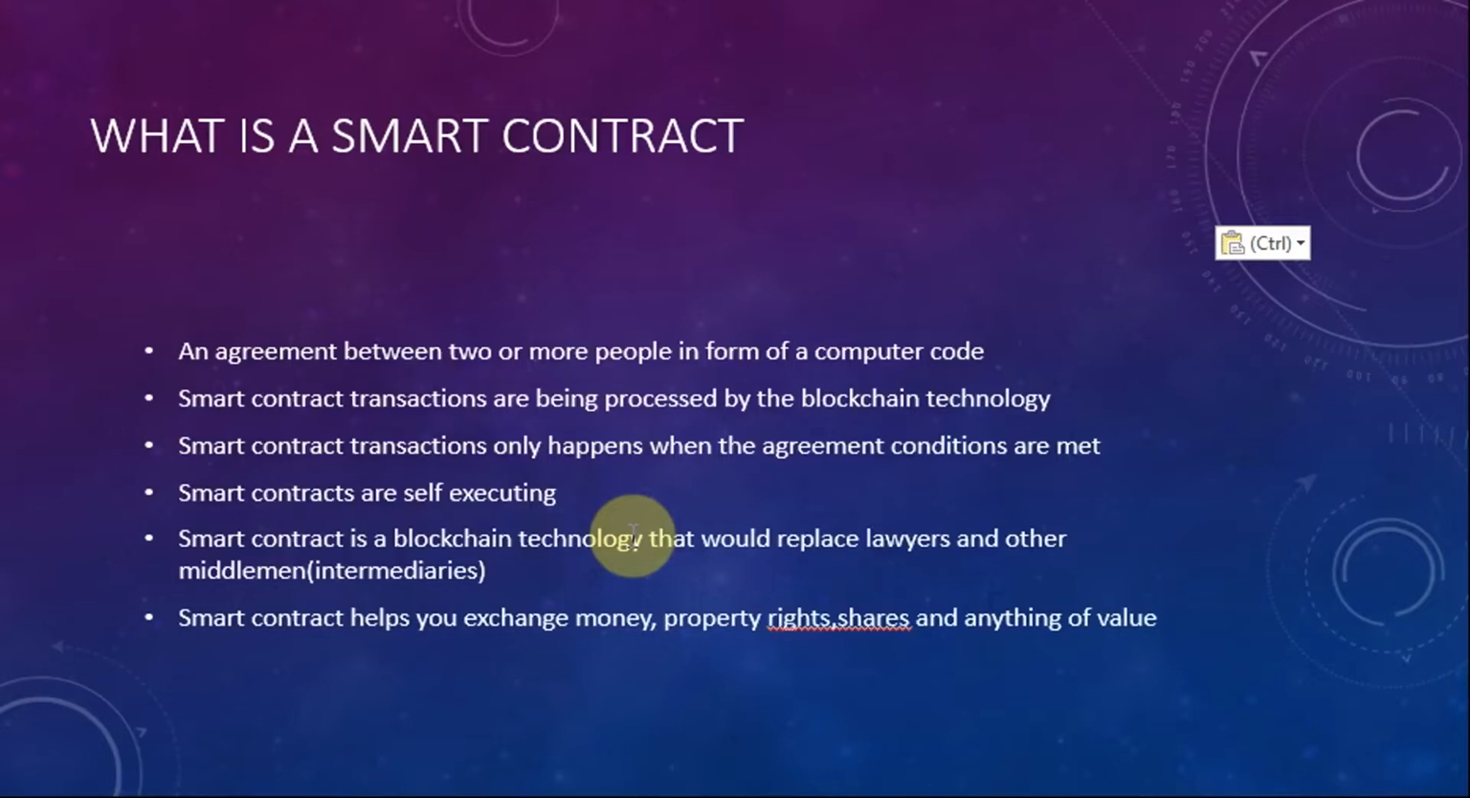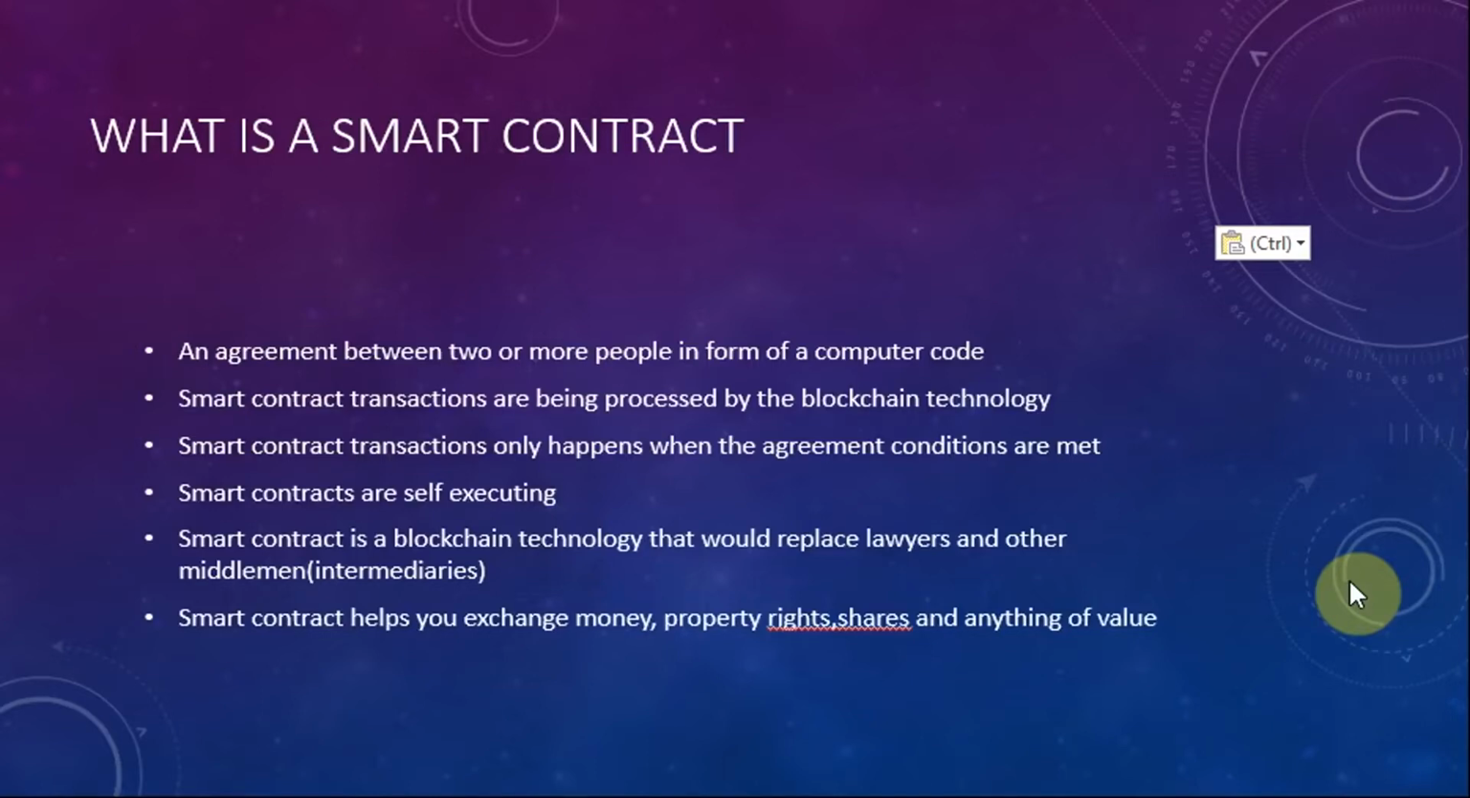So this makes smart contracts self-executing. You don't need any human intermediaries to run the smart contract. Once the time or the conditions are met, the smart contracts just run by themselves. So smart contracts are self-executing, and they happen only when the agreement conditions are met. Then smart contract is a blockchain technology that will replace lawyers and other middlemen or intermediaries.